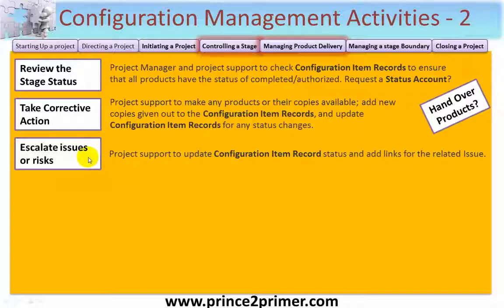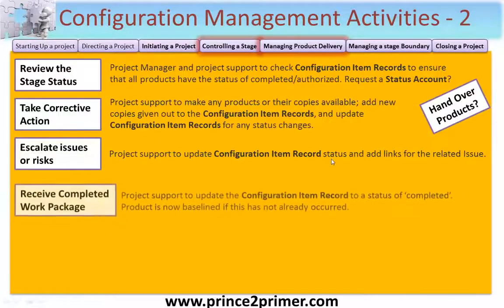Escalate issues or risks. This is the project manager bringing this to the attention of the project board, and in this case the project support would update the configuration item record status and add links for the related issue.